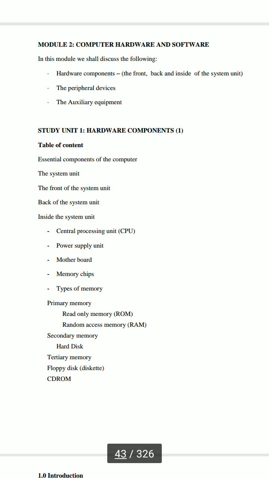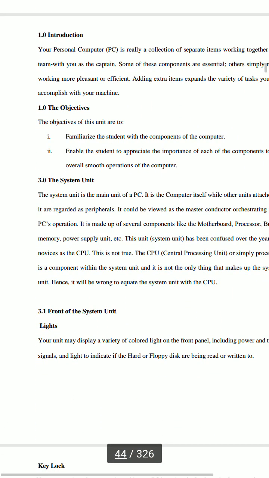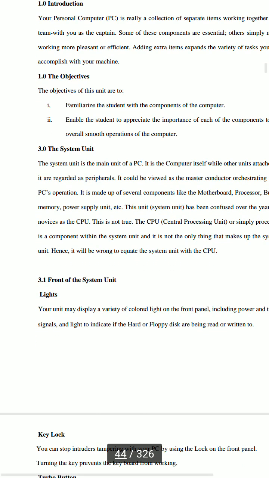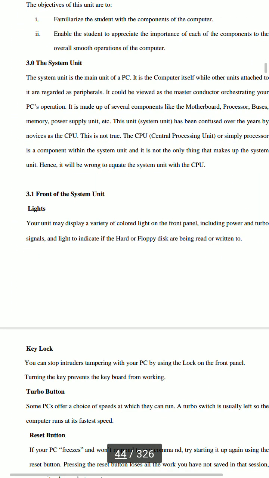Then we go over to Module 2, computer hardware and software. We have the system units. The system unit is the main unit of the PC.